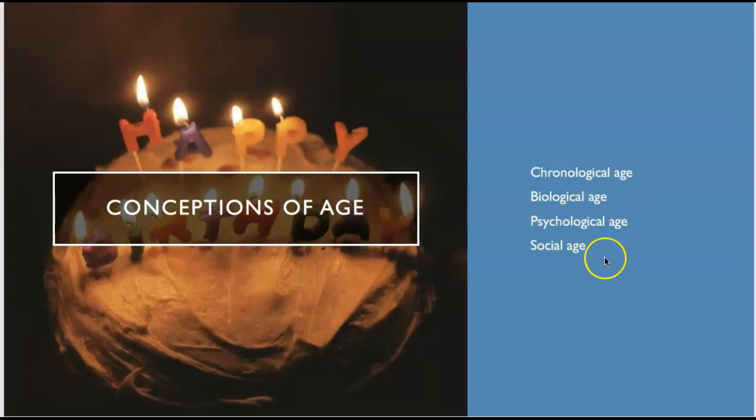Our psychological age refers to our psychological capacity as compared to others of our age. And then our social age refers to how we relate to others as compared to other people who are in our age group. Basically, this includes our social skills and refers to whether or not our social skills are socially appropriate for someone of our age.